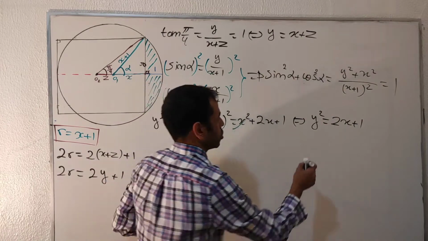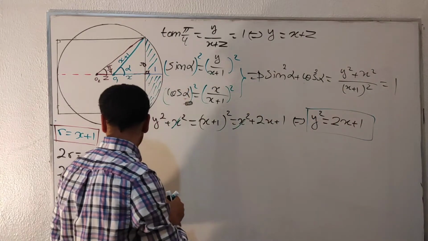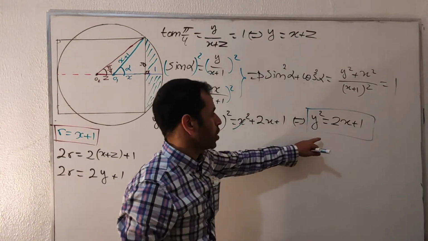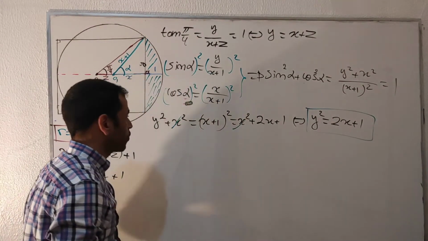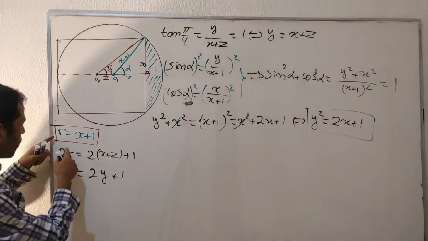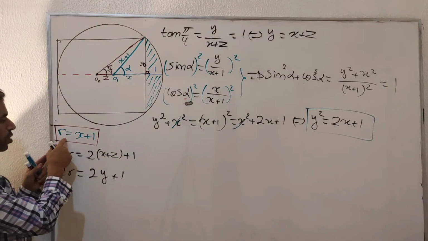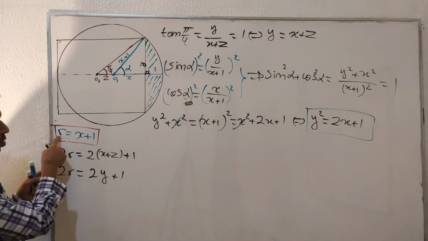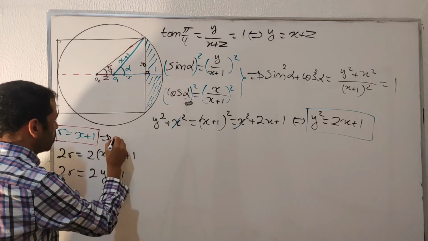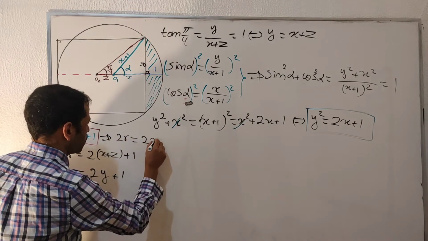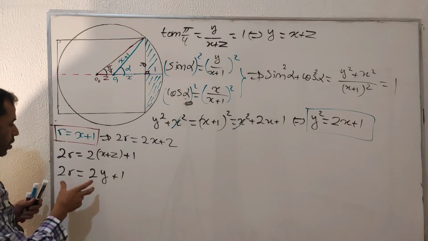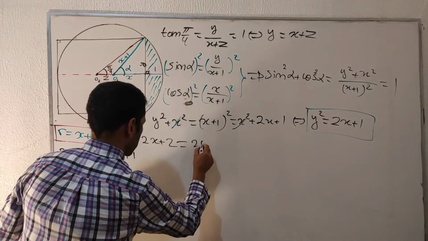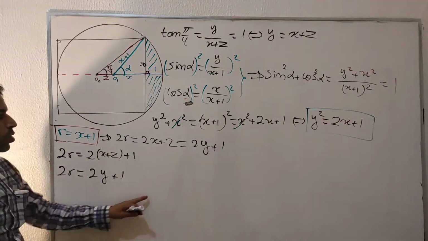Here is another relationship between y and x. This equation involves R and y, and this equation involves y and x. So we have a relationship between these, and also another relationship between R and x here. I'm simply going to multiply this one by 2R. I get 2R equals 2 times x plus 2. Then taking this to R and plugging it here, this one equals 2y plus 1. Taking this one and throwing it here.